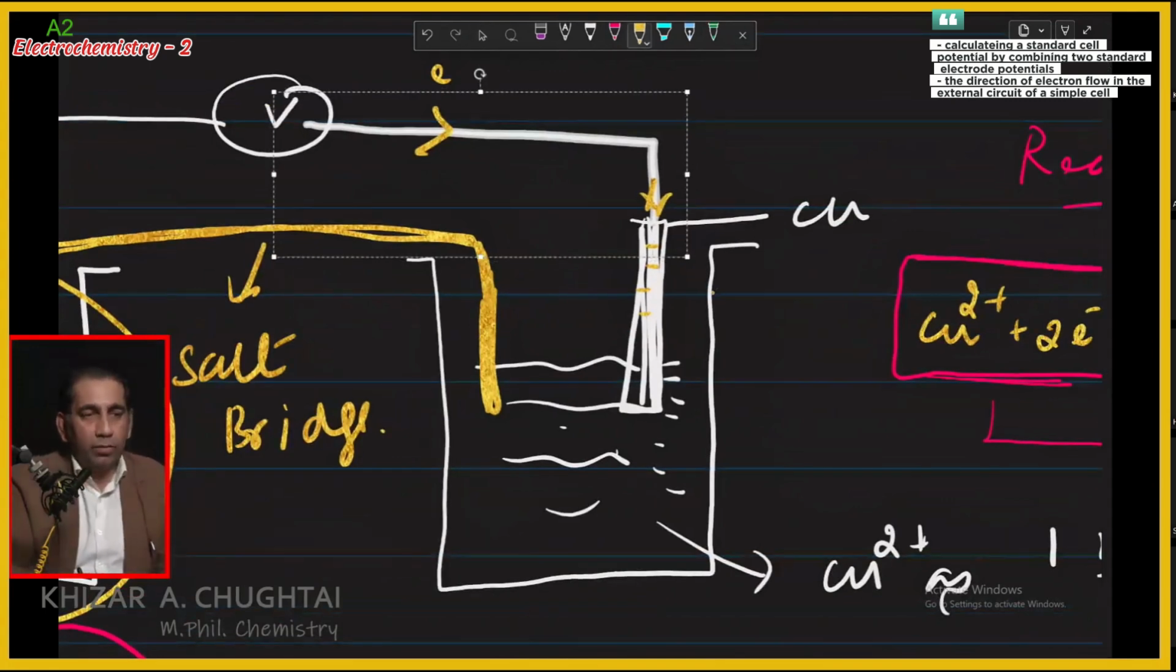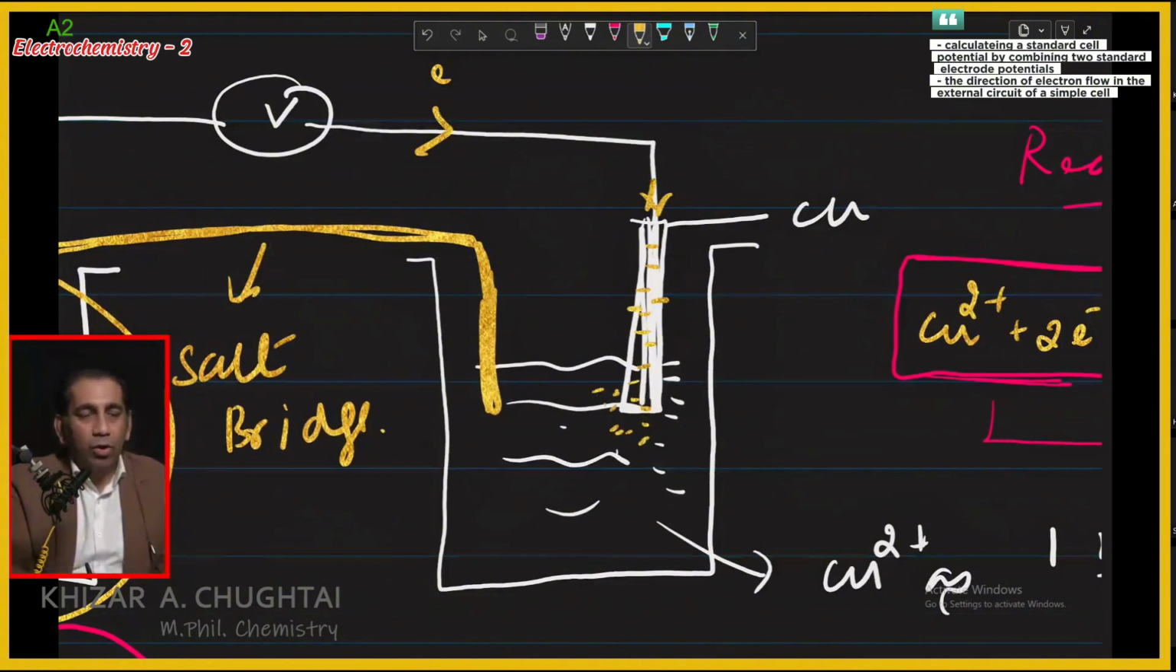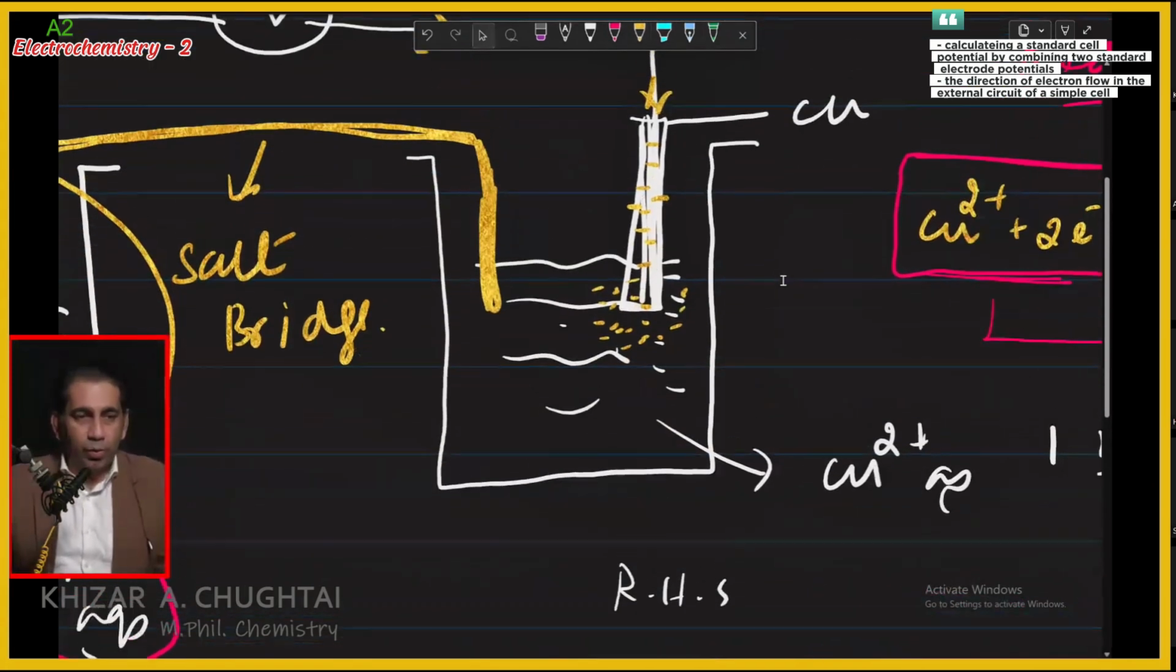I'm going to zoom it out. This copper rod is basically sending electrons to the solution. It is not gaining electrons by itself. It is giving passage to the electrons through it. That is what I want you to see. So here are the electrons. And what will happen now? The next thing is over here.